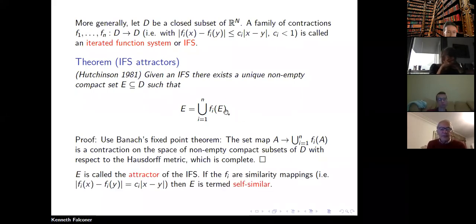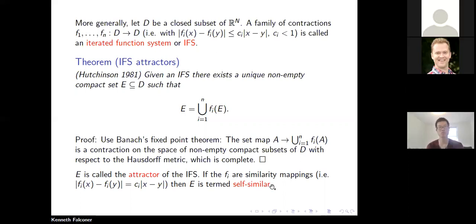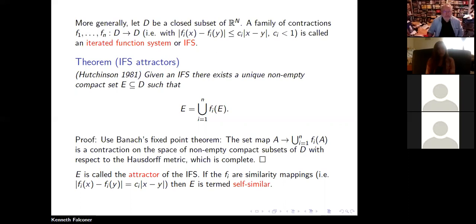And this non-empty compact set satisfying this identity is called the attractor of the iterated function system. And in particular, if these contractions are actual similarities, so that means that the distances are all multiplied by a constant for each Fi, so you've got a fixed scaling for each mapping Fi, then you refer to the attractor set E as self-similar. So the set E is made up of a union of similar copies of itself at smaller scales.